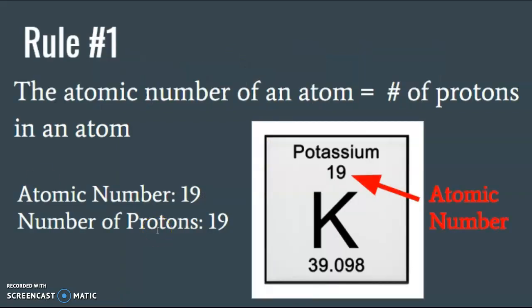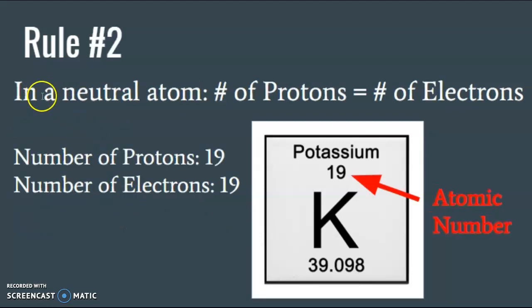All right, so rule number one: the atomic number of an atom is always equal to the number of protons in an atom. So this number that's on the top above our elemental symbol, that's going to be our atomic number. It'll usually be the smaller number of the number on the top and the number on the bottom. So my number on the top is my atomic number. My atomic number is 19, so I know I have to have 19 protons. All right, so that's our first rule. The atomic number is equal to our number of protons.